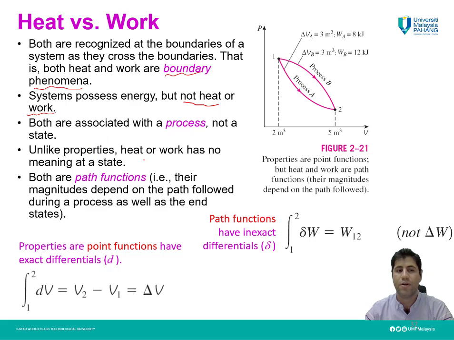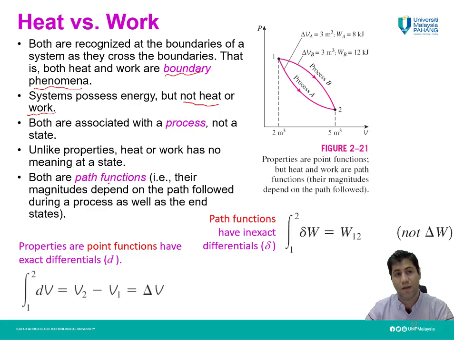Unlike properties, heat or work has no meaning at a state, which is, I think, obvious. We don't have work in point two. We don't have work at point one. We don't have heat in point one or point two. We have heat only during this process. Both are path functions. In other words, their magnitudes depend on the path followed during a process as well as end states. We call these kinds of functions, these kinds of parameters, path functions.